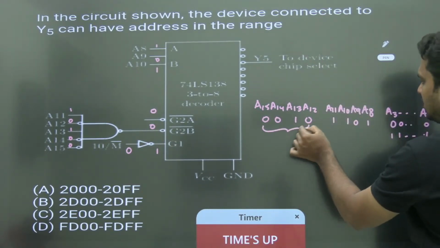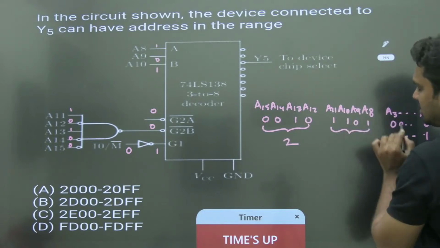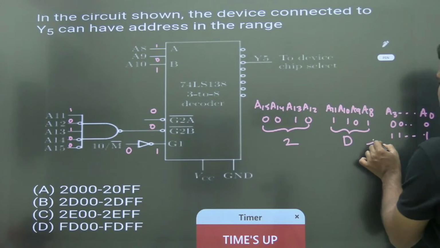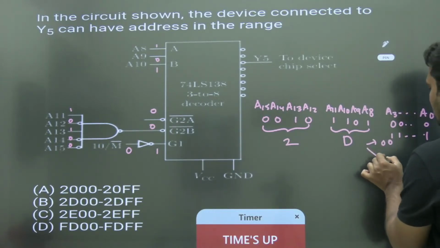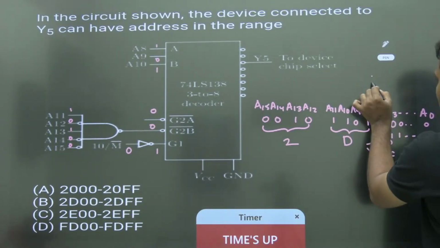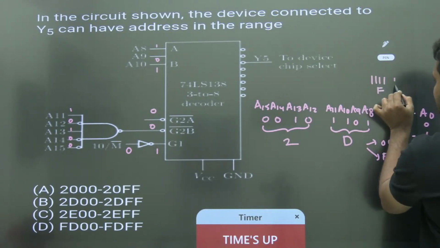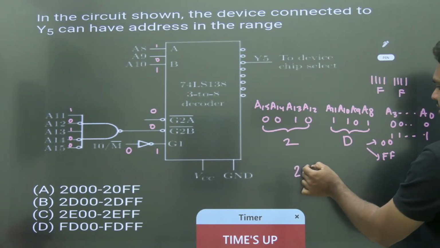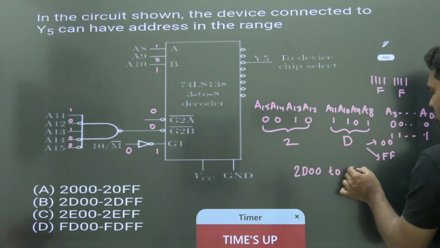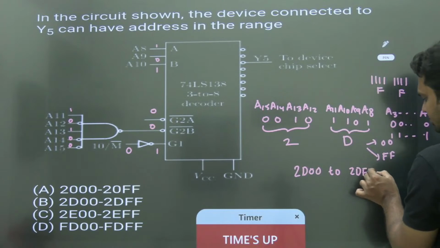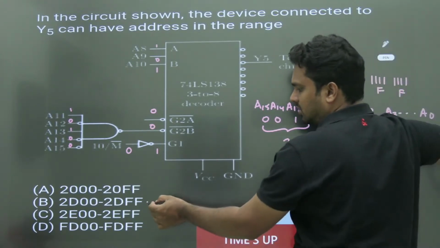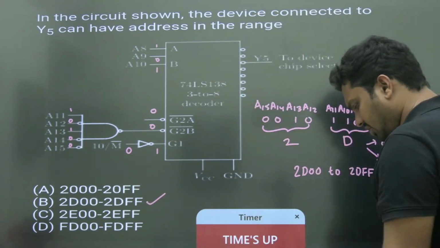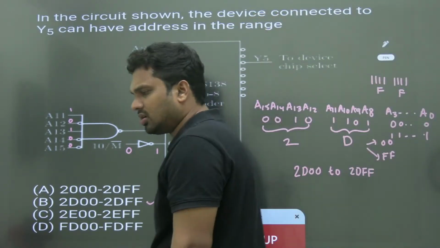So this must be 2. Hexadecimal means this is 13. 13 means A, B, C, D. And this will give you all zeros to all ones, meaning FF, because 1111 is F. Okay, so the range of the address here is 2D002 to 2D0FF. Okay, 2D002, 2DF.